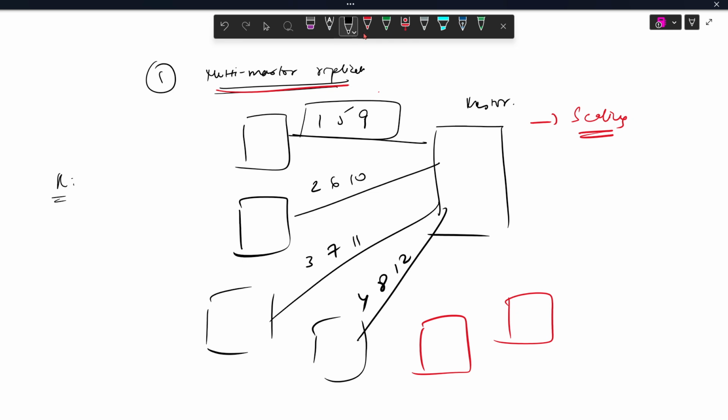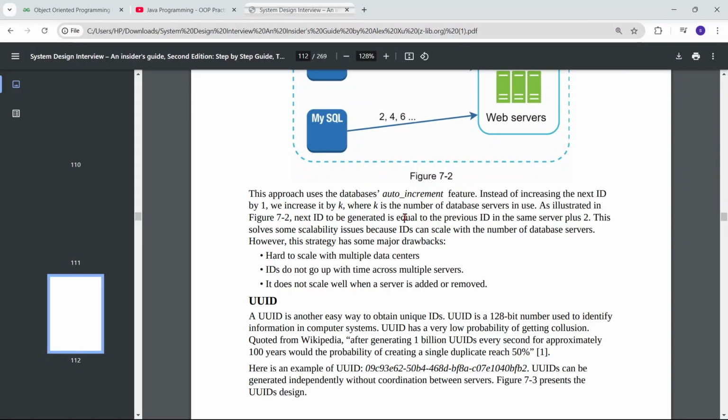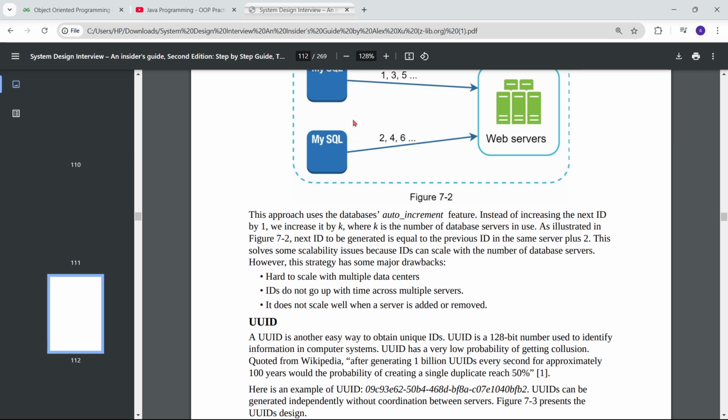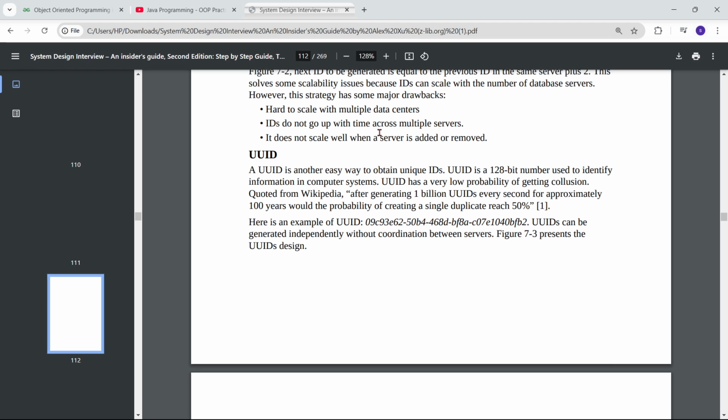So as we have a requirement that IDs should go up with time, the ID in the evening should be greater than the ID in the morning. But nothing like that is happening here. They are just assigning IDs based on the number of servers, with an increment of k servers, where k is the number of servers. So nothing like that is being considered, just numerical values are being assigned, and that too by MySQL's auto increment feature. So this was the first approach, multi-master application.